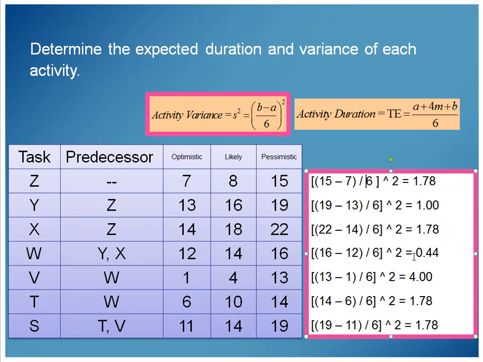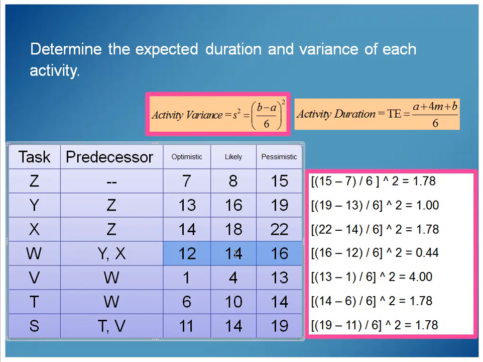The lowest variance in this example right here is 0.04. And we can see that that's a low variance, 12, 14, 16. The optimistic and pessimistic are pretty close to the middle likely score. In fact, they're off by 2, and the likely is 14. It's almost barely a tenth off.